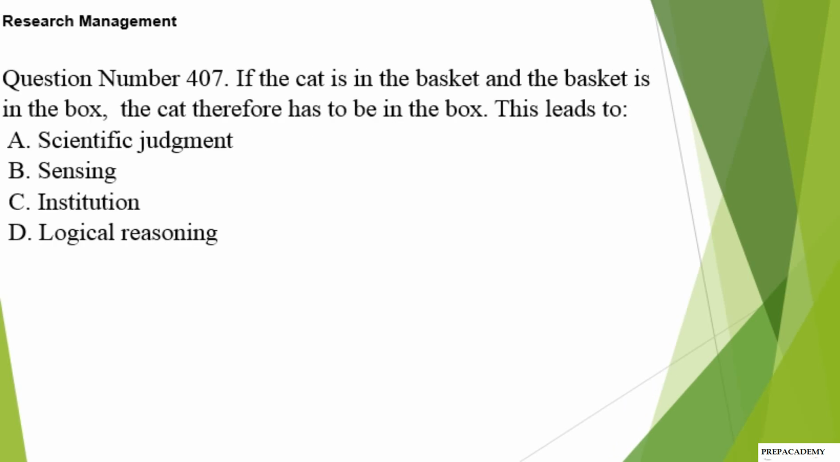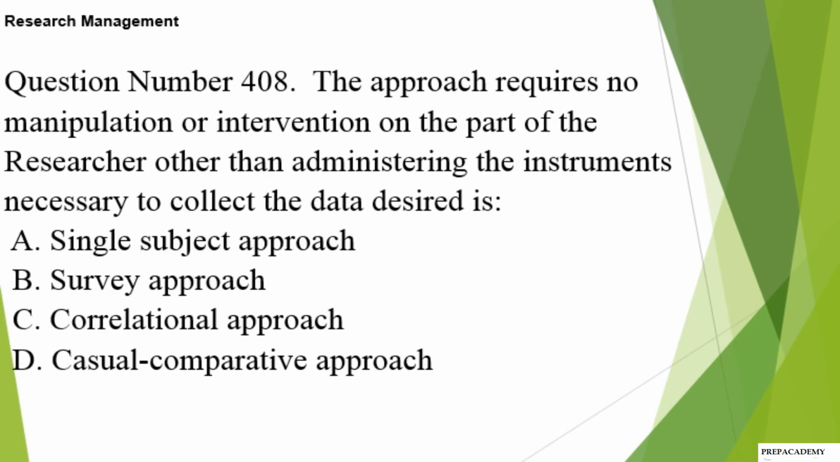Question number 407. If the cat is in the basket and the basket is in the box, the cat therefore has to be in the box. This leads to A. Scientific judgment. B. Sensing. C. Intuition. D. Logical reasoning. The correct answer is option D. Logical reasoning.